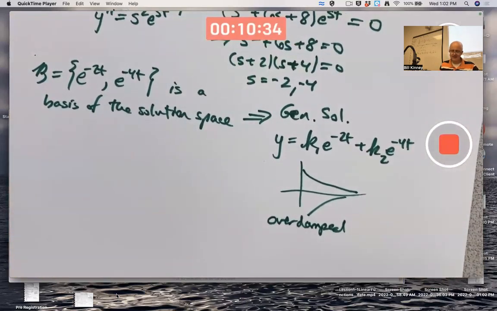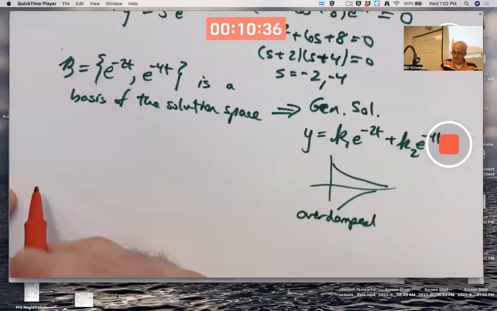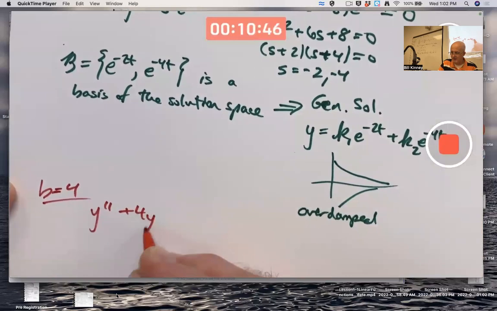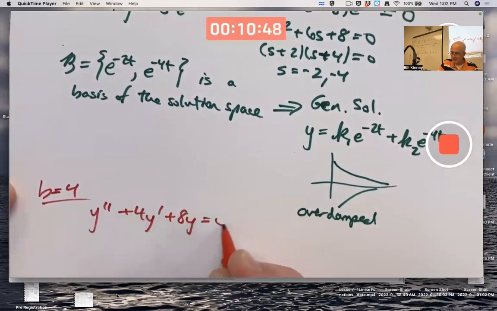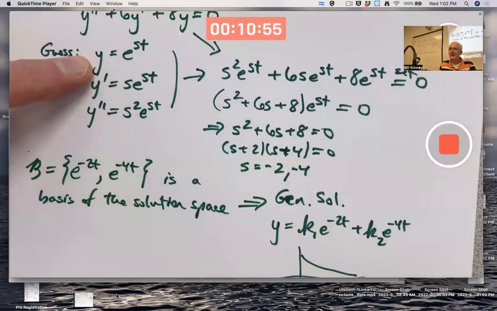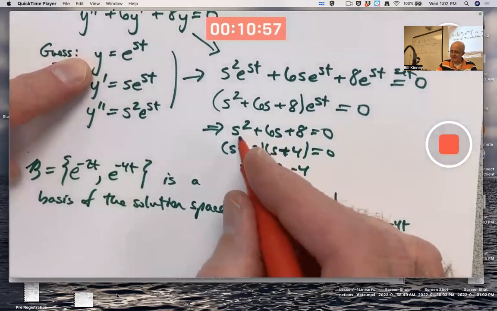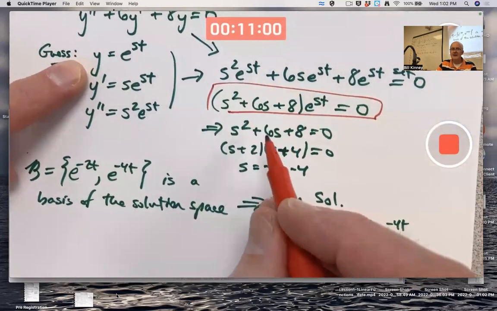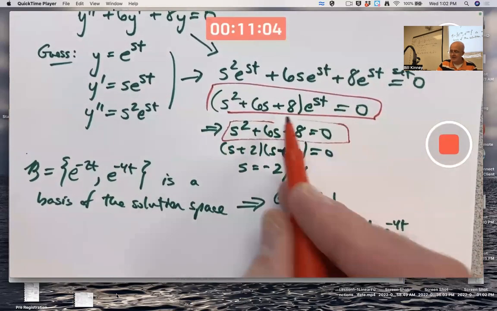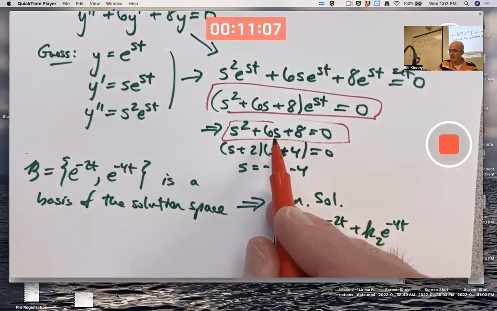On the other hand, in the other case where B is 4, that's less damping. And it does turn out to be an underdamped case. So now our differential equation is y double prime plus 4y prime plus 8y equals 0. The B is 4 now. Guessing e to the st, like we did before, results in something similar to what you see here, except that the 6 will be a 4.